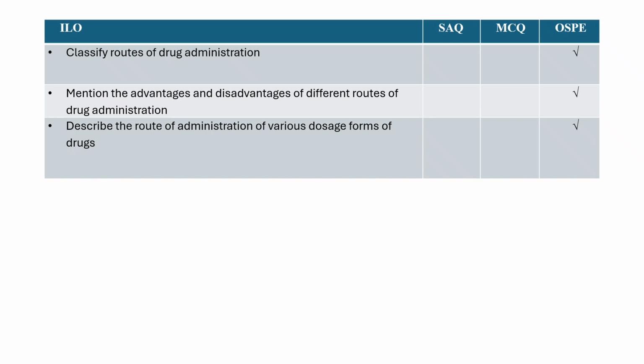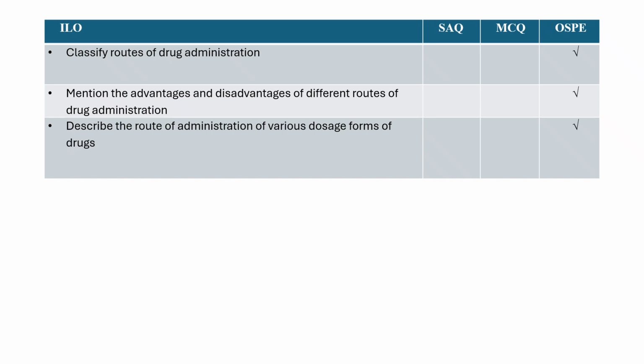You need to know about the classification of the routes of drug administration, and the advantages and disadvantages of each route of administration. You need to know the dosage forms. What's the difference between a route and a dosage form? A route is the way you give the drug. If you give the drug by injection, this is a route. However, when you give the drug by injection, it comes to you in the form of a vial or an ampoule. This is a dosage form. This is how the drug is supplied.